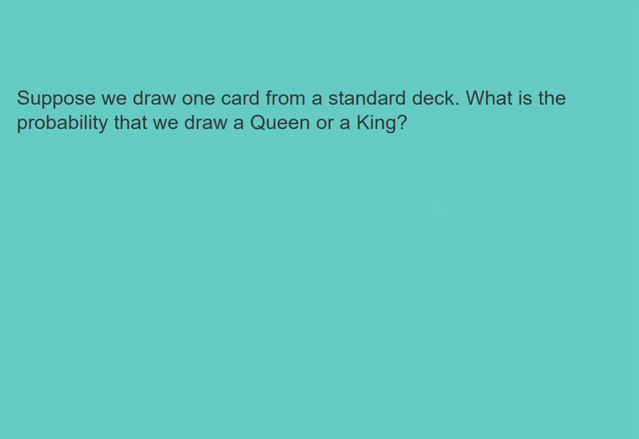Now, suppose we draw one card from a standard deck. What is the probability that we draw a queen or a king? Well, what is the probability that we draw a queen? Just like with the aces, there are 4 queens in a deck of cards, and there are 52 cards total.